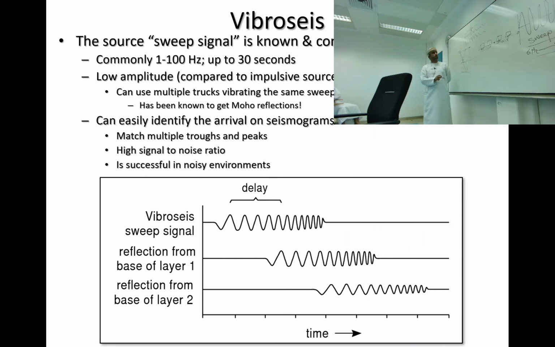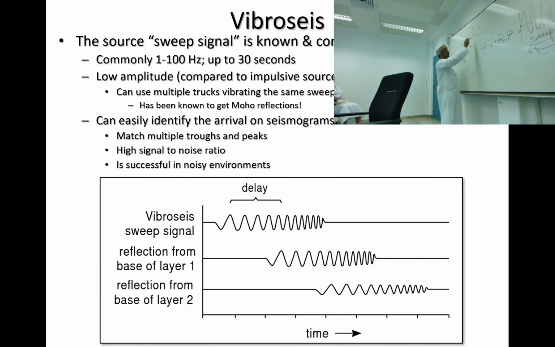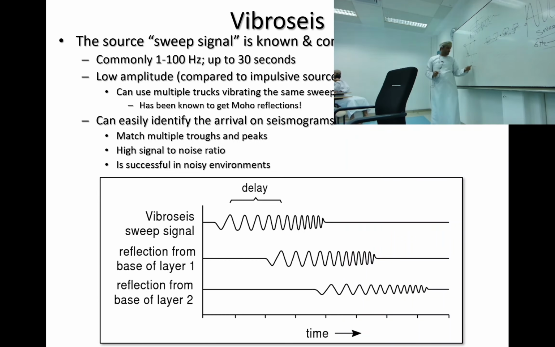So here for the sweep, this is the first geophone, this is the second geophone. It arrives after some time because it took a longer time. That's the signature from the second reflector. This is from the second reflector. So what you record finally is the sum of these two.